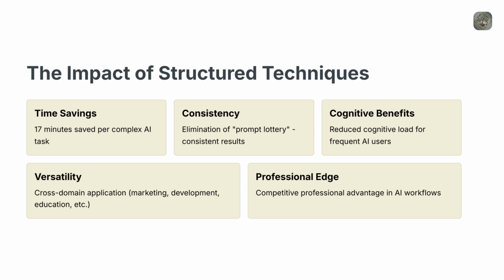Why dedicate time to learning these techniques? The impact is substantial. Our research with professionals across industries shows structured prompt engineering saves an average of 17 minutes per complex AI task. That's nearly 3 hours saved weekly for someone who performs 10 such tasks. Beyond time efficiency, these techniques eliminate what we call the prompt lottery, that frustrating inconsistency where sometimes you get brilliant results and other times unusable outputs from similar requests.